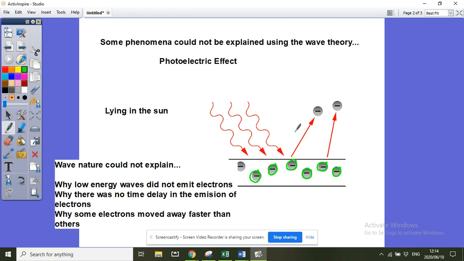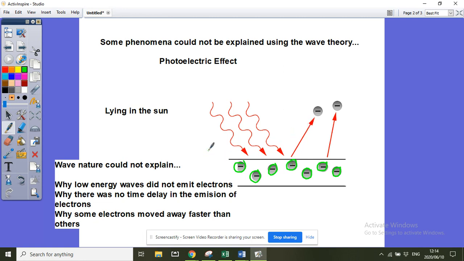So what they were expecting, if light was just a wave, is that, like you lying in the sun, electrons should be gathering energy from this wave that hits it. And at some point, when it has enough energy, it must leave. All right?